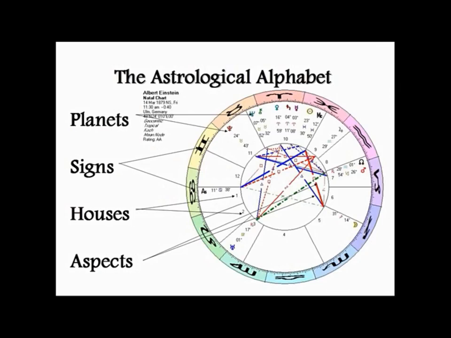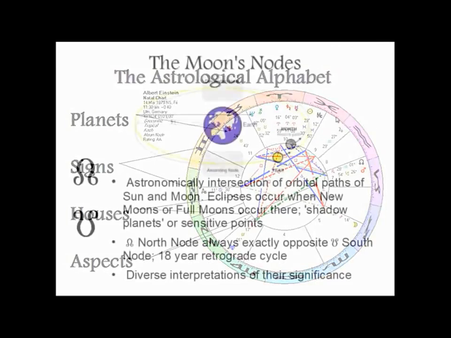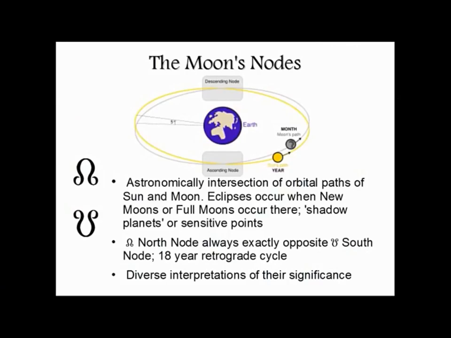Now, regarding the astronomy of what the nodes are, this diagram hopefully will help you get a sense of it. You see this yellow circle represents the sun's path. You see here we are on Earth in the center, so we're looking out towards the sun and moon.